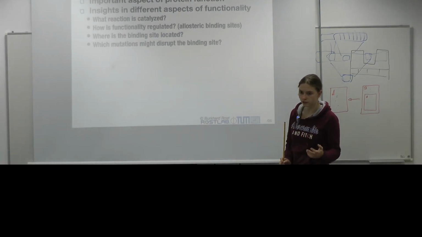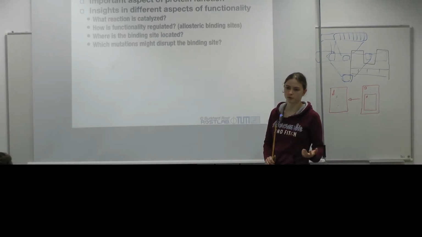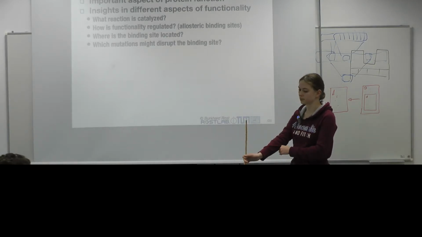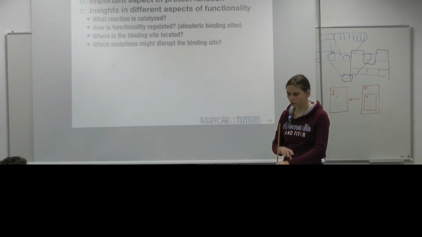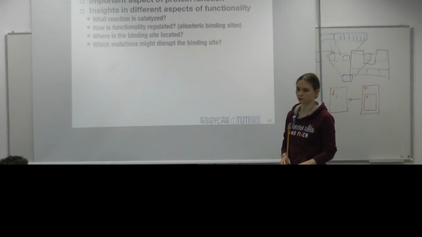And you can also identify which mutations might disrupt the binding site of a protein. So if you know which mutations are disrupting in a protein, and you also know where the binding site is located, you can just easily map that, and then you know what mutations might destroy the binding site.